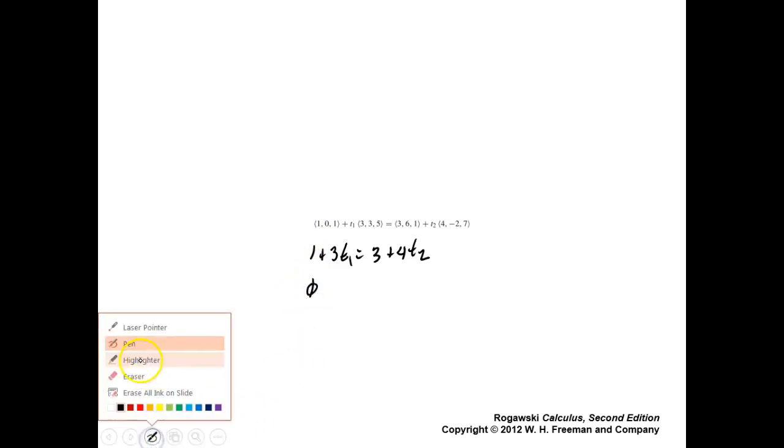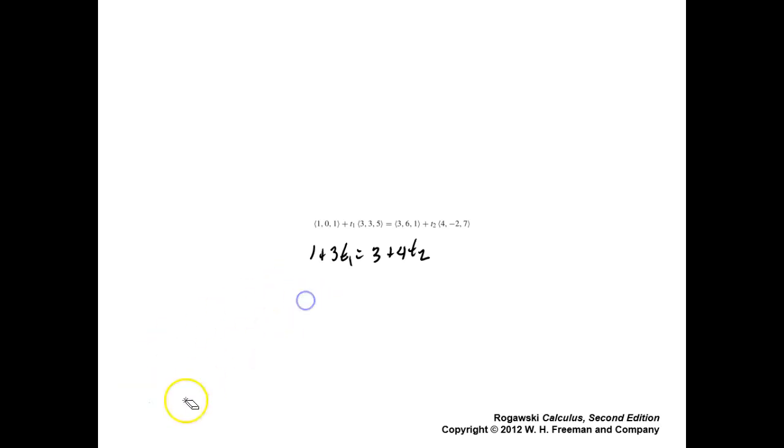1 plus 3T1 is equal to 3 plus 4T2. There's an equation. So we're going to have to shrink it if we're going to write that. 1 plus 3T1 has to equal 3 plus 4T2. Okay? Second equation would be 0. Well, you don't have to write 0. It doesn't mean anything, so leave it off.